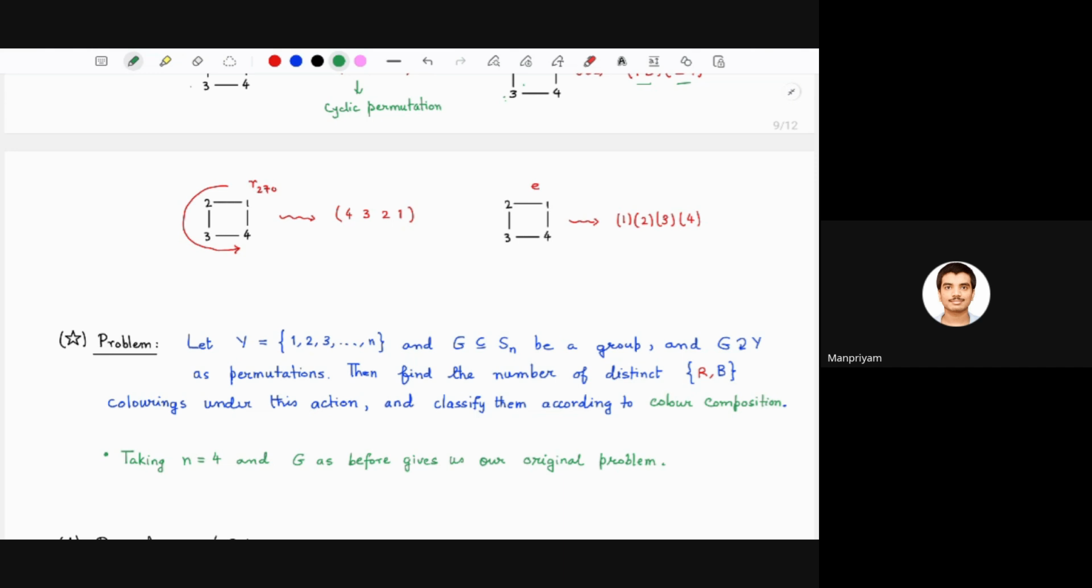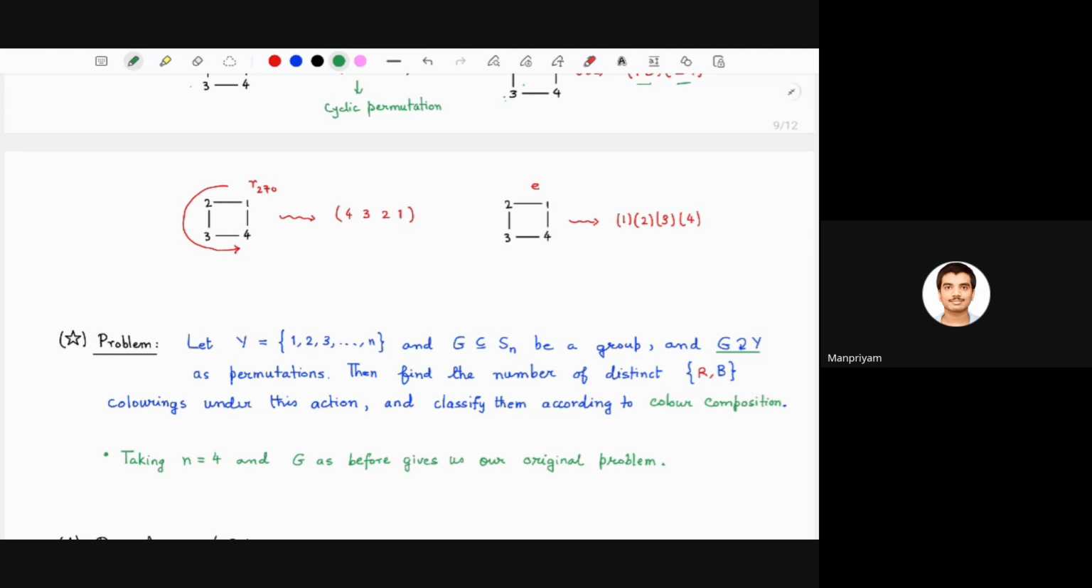And since all it does is permute n elements, and S_n is the collection of all permutations of n, G is of course contained in S_n. In particular, every element of G is actually a permutation, and so it of course has a cycle decomposition and so on, right? And we make G act on this set Y as usual. Okay, and we again want to see how many distinct ways there are to color this Y.